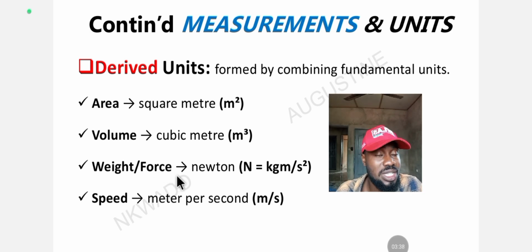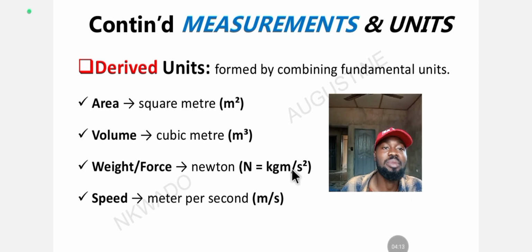The formula for force is mass times acceleration. So you can see mass here represented as m, and mass times acceleration. Okay, acceleration is meter per second square. That's what you have here, meter per second square. So force, which is Newton, and weight, is kilogram meter per second square. So speed is measured in meter per second.